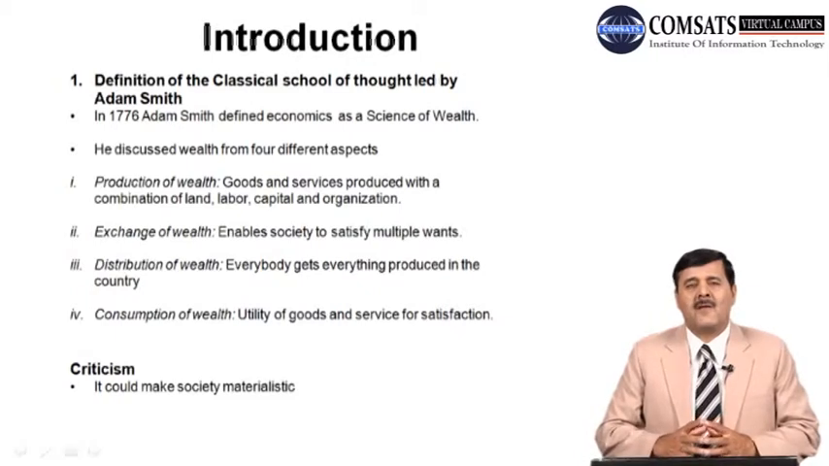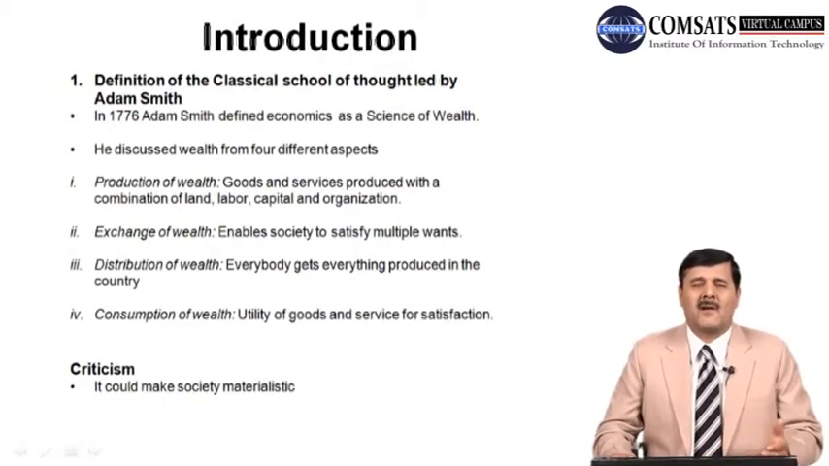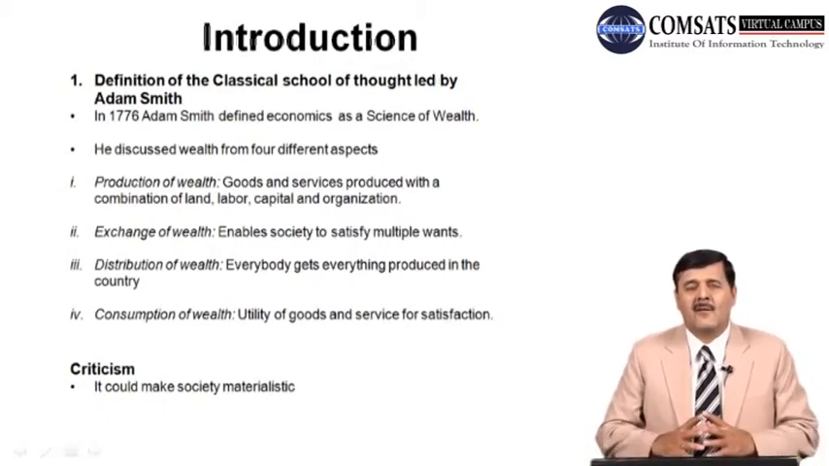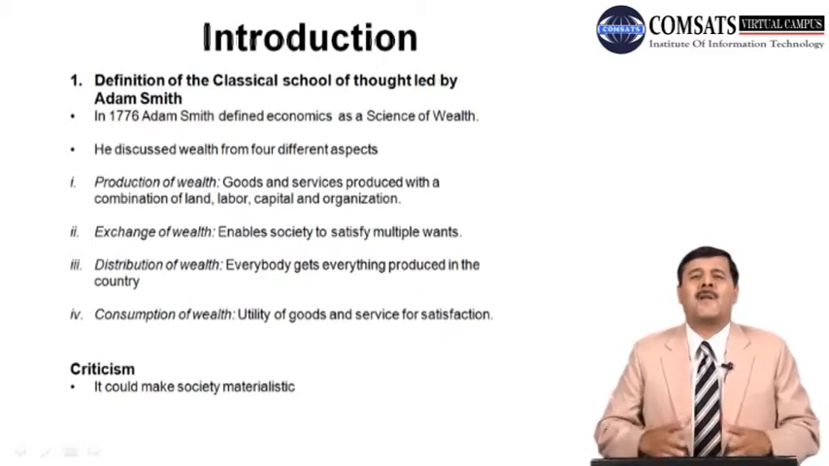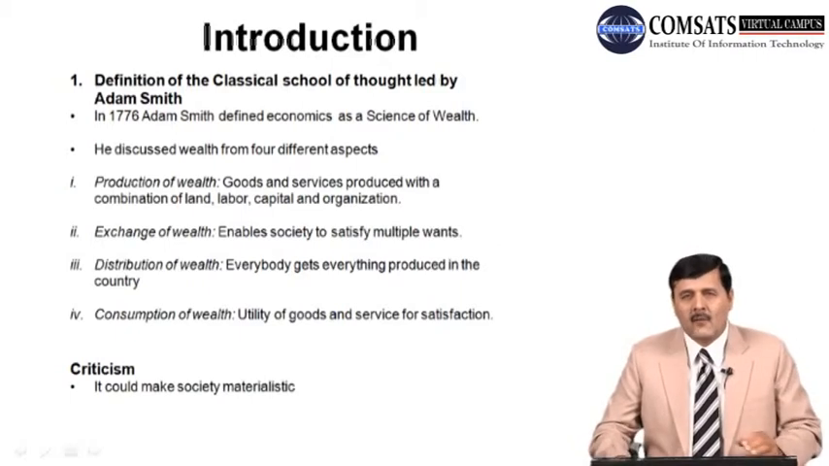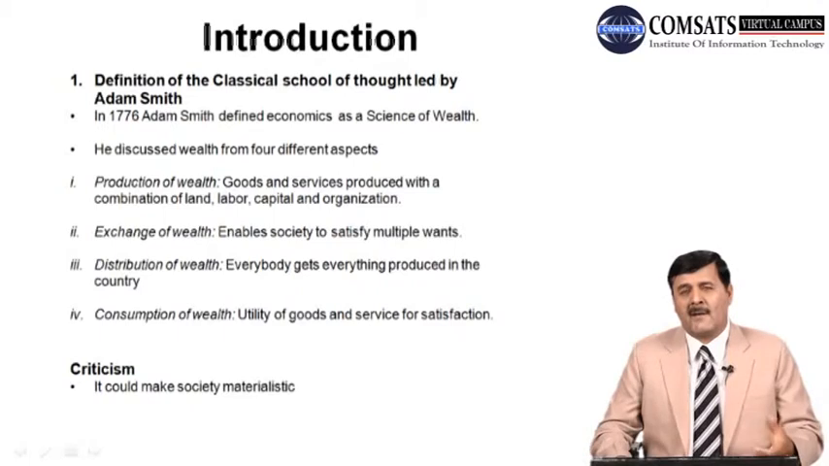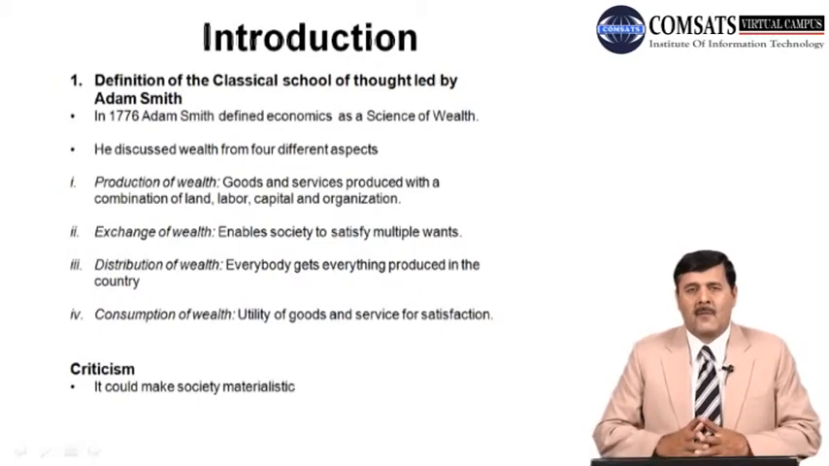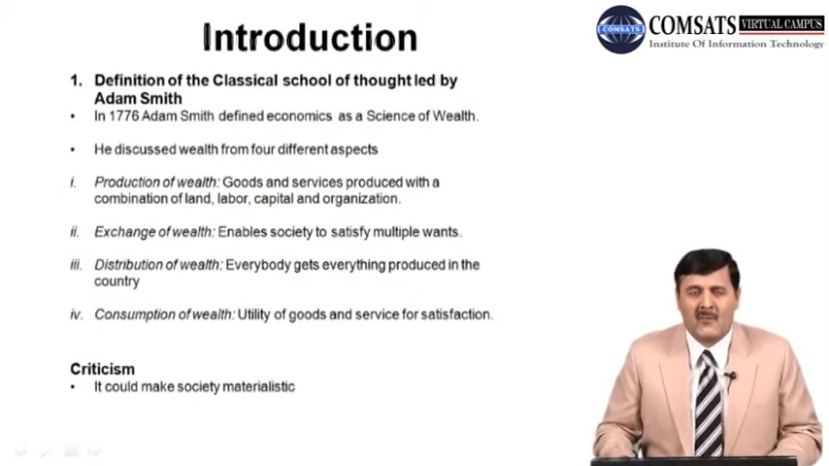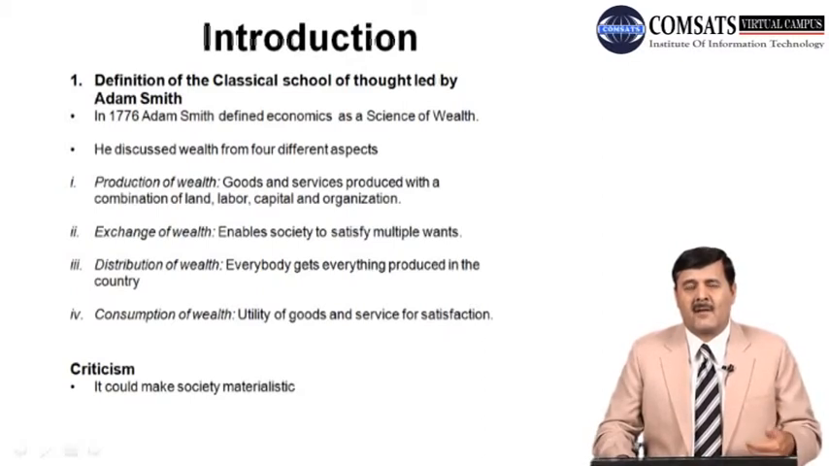When exchange of wealth happens, one individual sells their product to another individual, or one firm sells products in the market. So exchange of wealth satisfies different or multiple desires of the society, right? Then he talked about the distribution of wealth, how that wealth is distributed fairly, equally among different sections of the society, and then he talked about the consumption of wealth, and the utility which the consumer gets from consumption of goods and services, right? How a consumer can maximize their satisfaction after the consumption of those goods and services which are produced by the firms or the producers in the country.